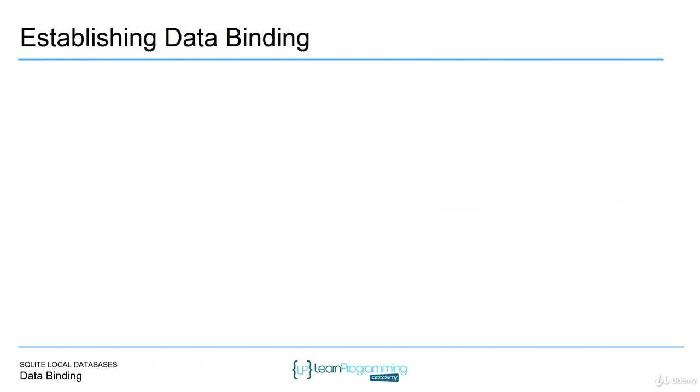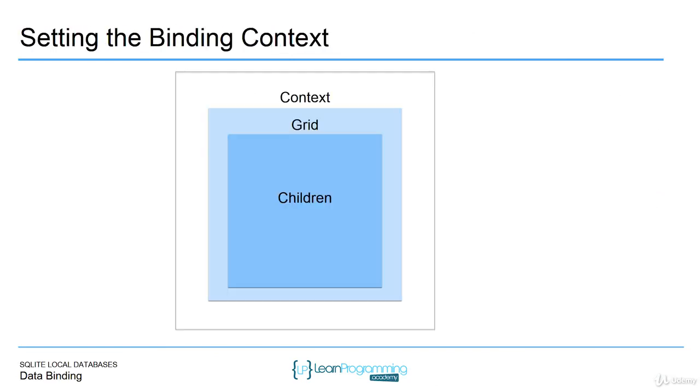And there are two steps that we need to follow in order to establish data binding in our application. The first step is to set the binding context. And the binding context is basically going to be the source object. We're going to be setting the context for the binding to the source object from where we want to get all the data. And then this context can be as general as we want or as particular as we want.